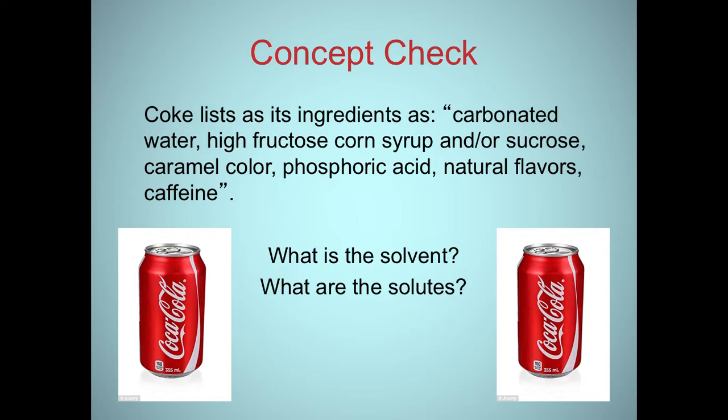So, one example is a can of soda like Coke, which lists its ingredients as carbonated water, high fructose corn syrup and/or sucrose, caramel color, phosphoric acid, natural flavors, caffeine. What is the solvent, and what are the solutes? If you think about a can of soda, what is being dissolved, and what are you dissolving it in? Well, in this case, after you've thought about it, the solvent is what is being dissolved in, and that would be the water.